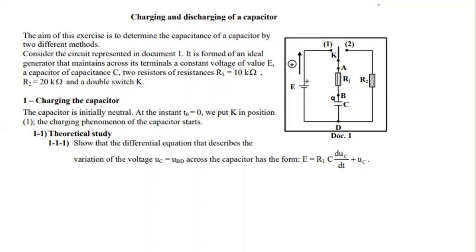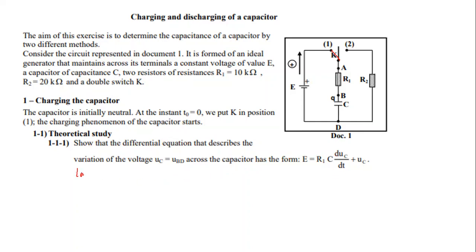The first part is charging a capacitor. It's initially neutral, and at t equals 0, we put the switch K at position 1, so now it's charging. Part 1: show that the differential equation is of the form E equals R1C duc over dt plus uc.